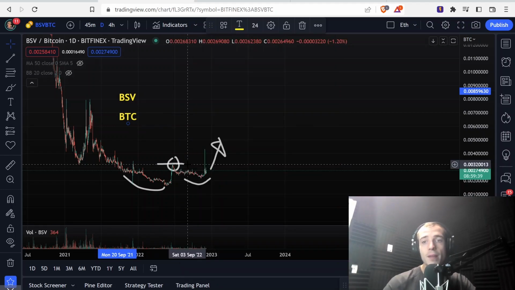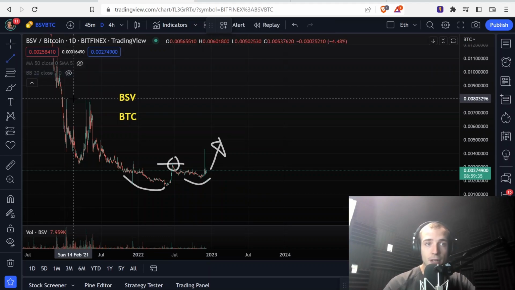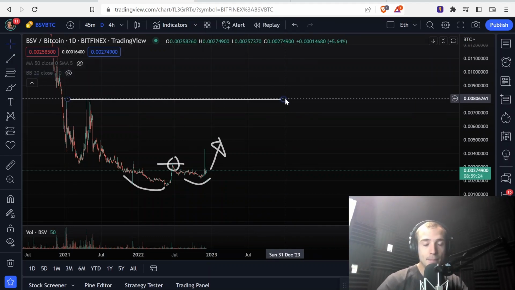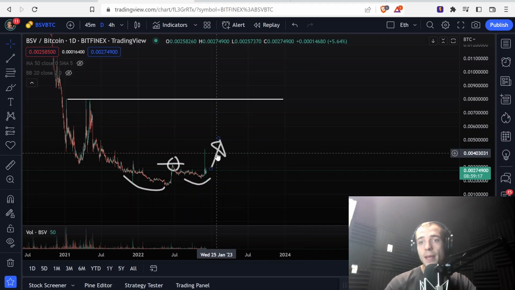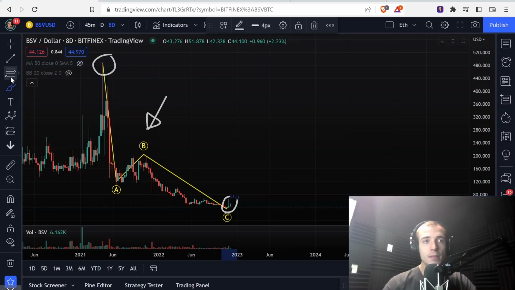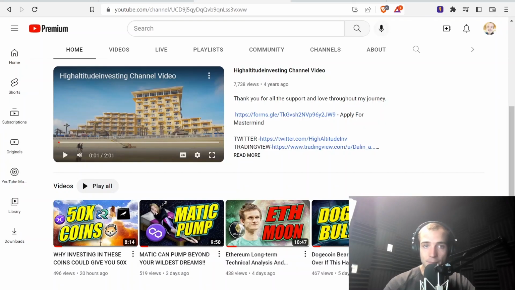So if we break above this resistance here on BSV, I suspect our next major resistance level will be tested at 0.008 BTC. So in other words, one BSV could be worth 0.008 BTC. And so with this big picture reversal on BSV, this could take us well beyond our previous all-time high, just like in the videos I've been making.